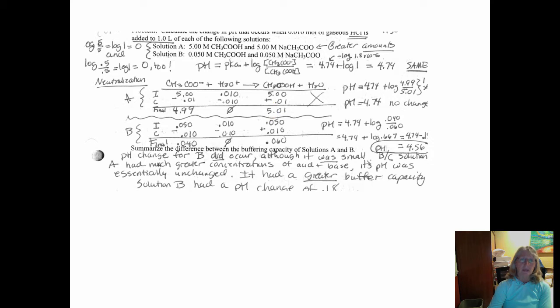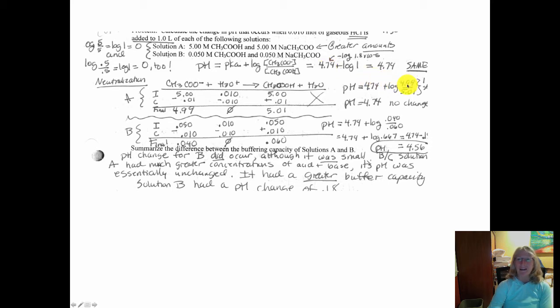So I go pH equals pKa plus the log of the base over the acid. The negative log of 1.8 times 10 to the minus 5, that's the pKa of acetic acid, but you already knew that because you've memorized it now since you used it in about 20 problems. The pKa is 4.74. But here's what's so cool.